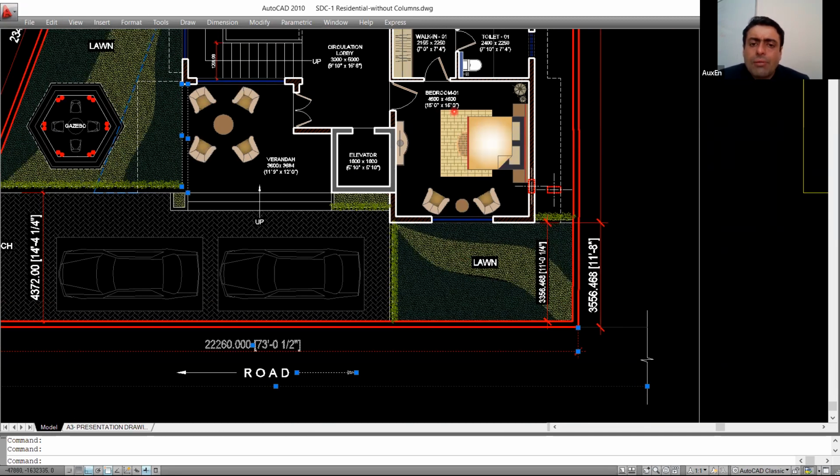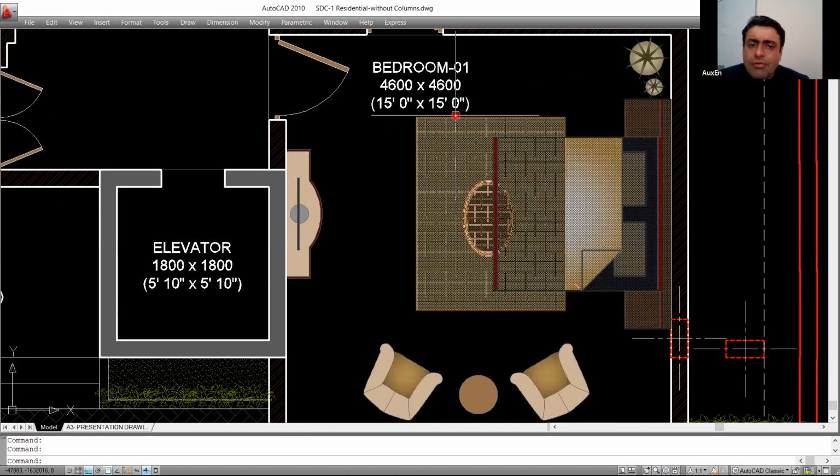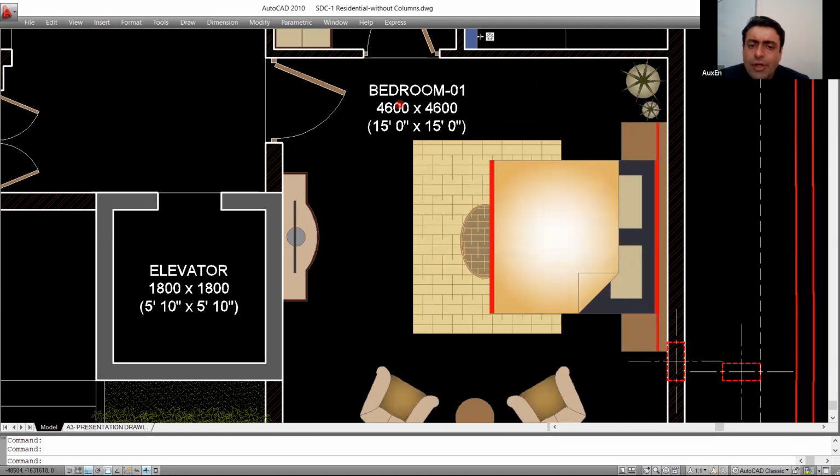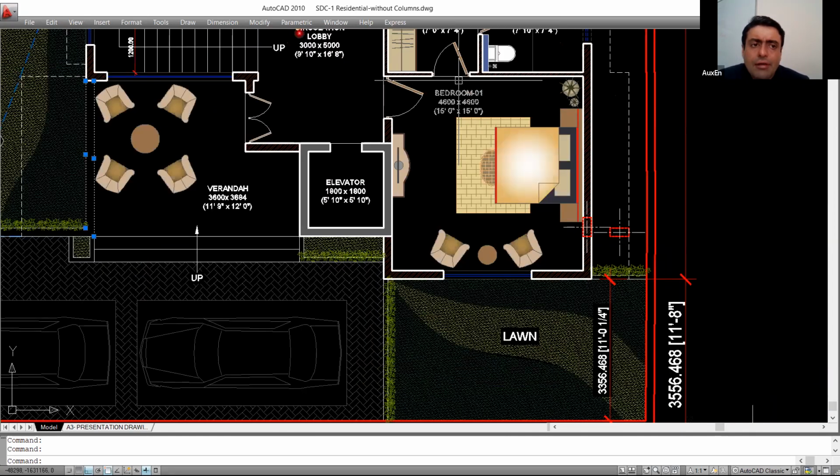So this is your bedroom. This size is 15 feet by 15 feet. So this is the feet nomenclature that you can see. And this is the metric unit nomenclature that you can see. 4.6 by 4.6 or 15 by 15.